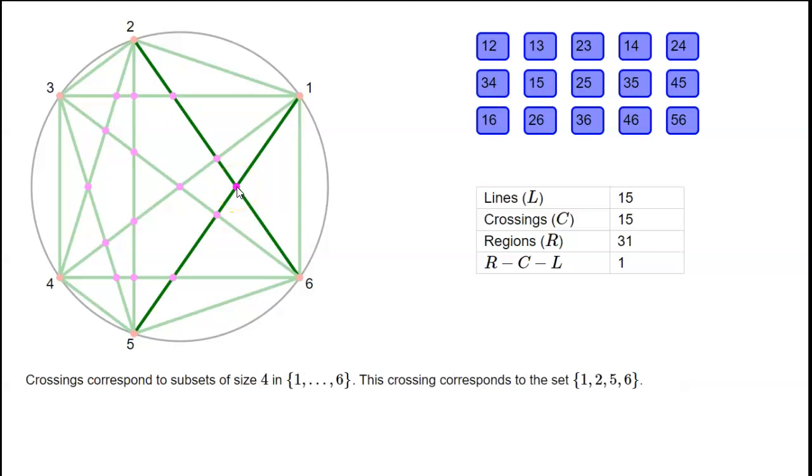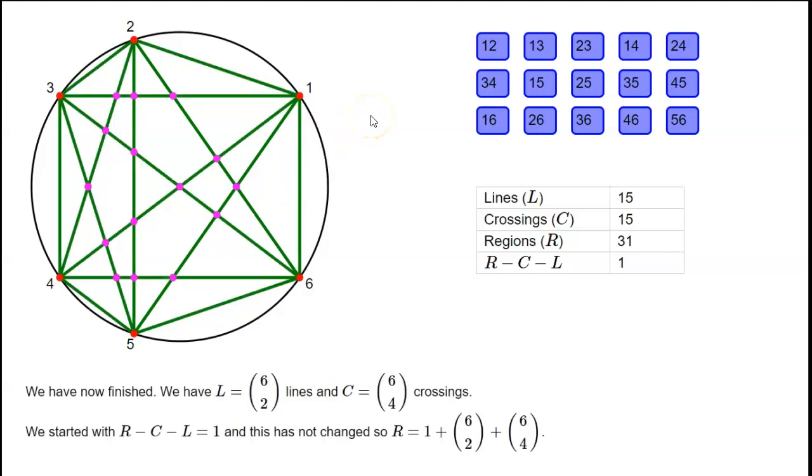If you've got points A, B, C, D in order, then you've got a line from A to C, a line from B to D, and those are going to cross somewhere in the middle, and that gives you 1 crossing point. So you get 1 crossing point for every subset of the vertices of size 4. So in this case, you've got 6 vertices, so 6 choose 4 crossings. So that's our C. C is going to be 6 choose 4, or n choose 4 if we had n points to start with.